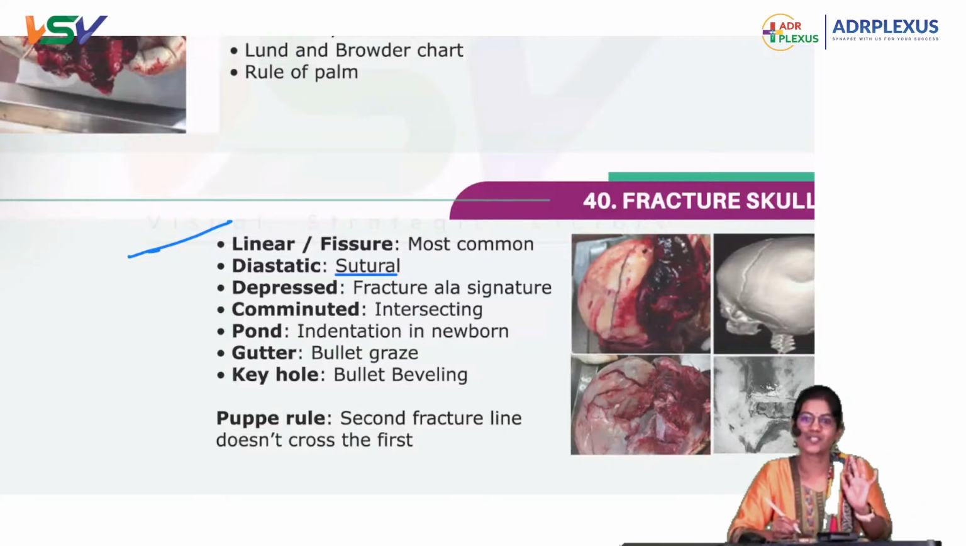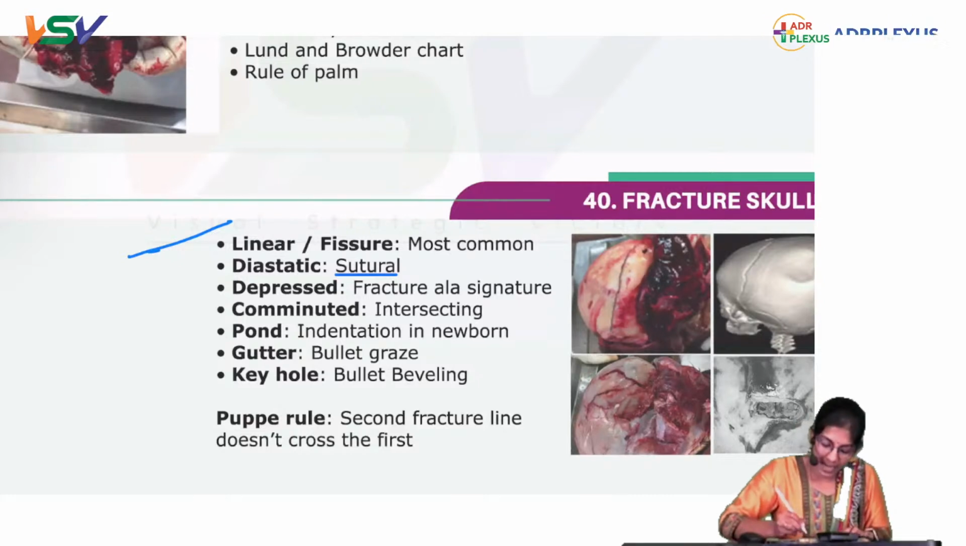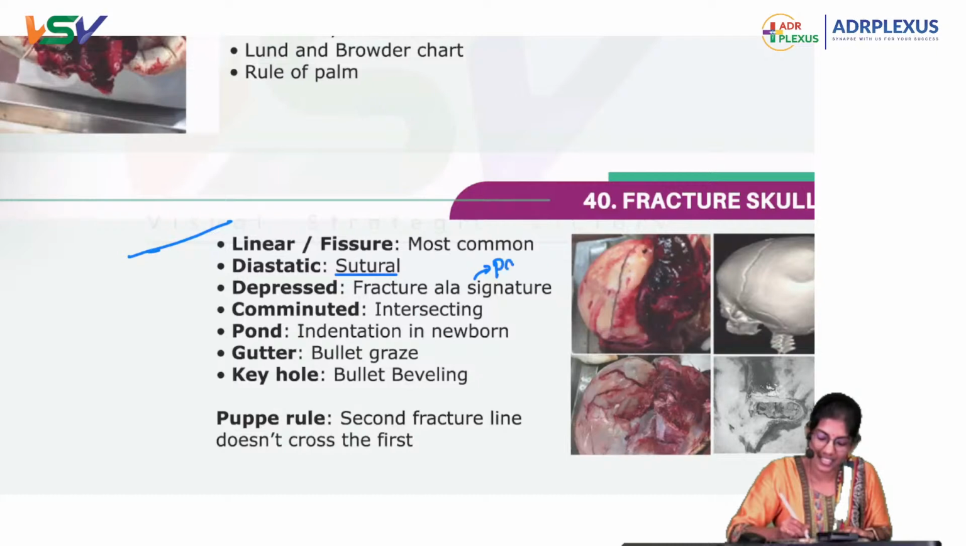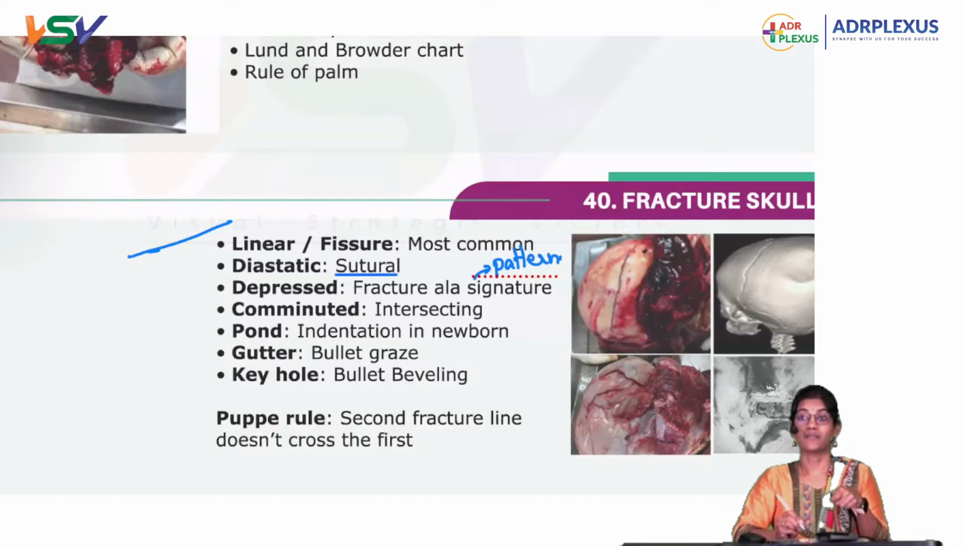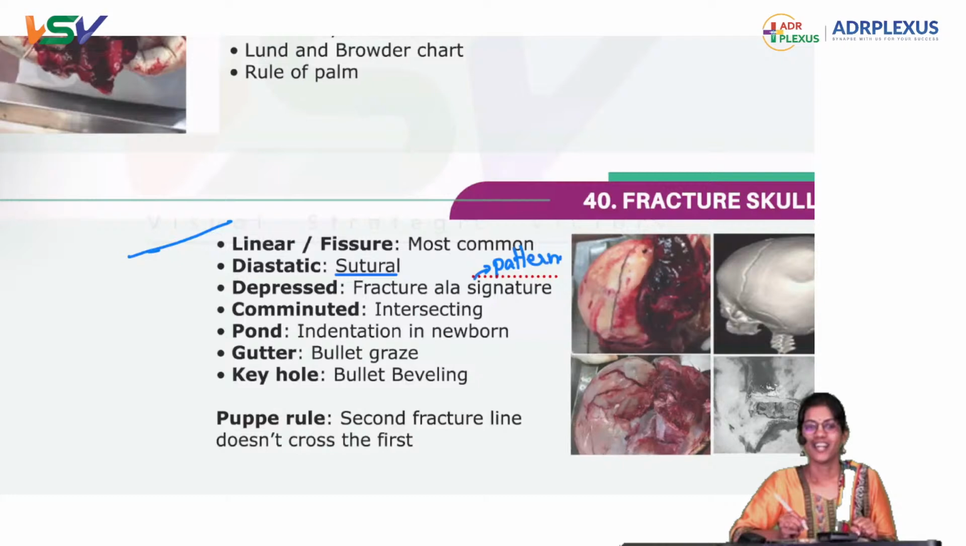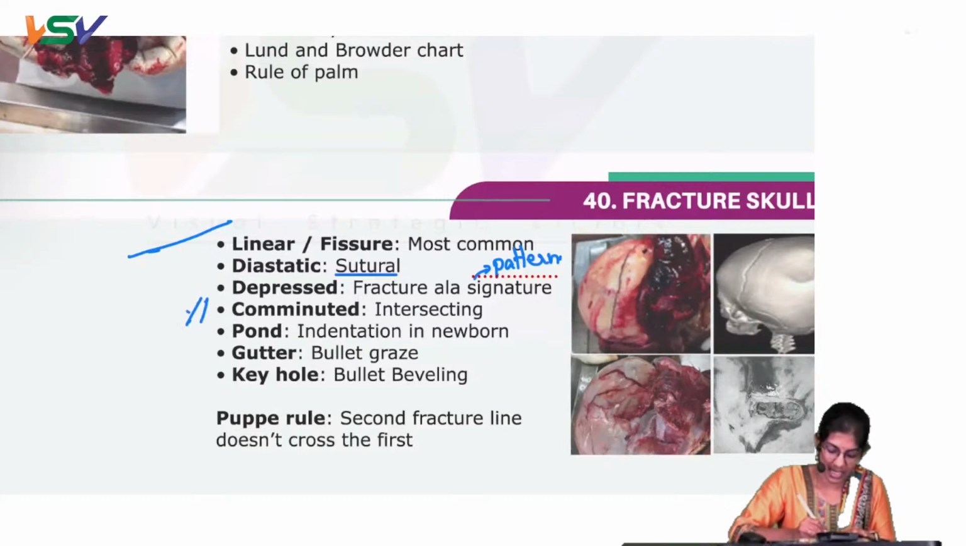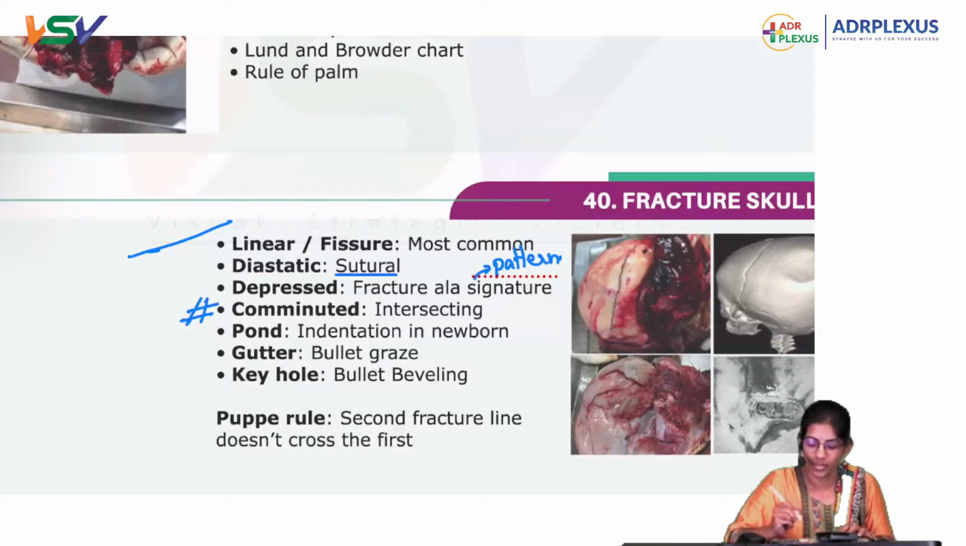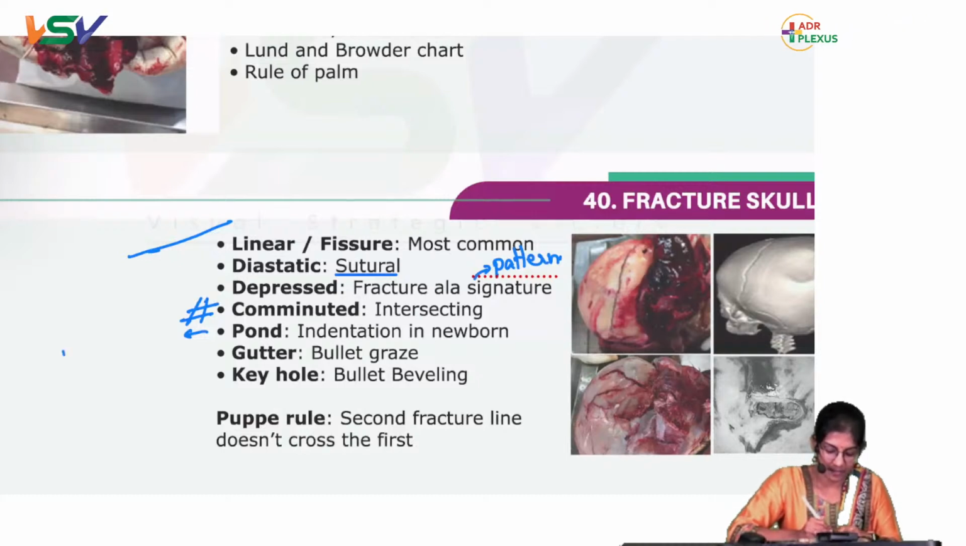Sometimes a depressed fracture can produce the pattern of the weapon. When it produces the pattern of the weapon, it is called the signature fracture. Particularly with a hammer, the pattern of the hammer can be produced, and it is a depressed signature fracture. Comminuted fractures are intersecting fractures, right? Pond fractures are seen in newborns, particularly when there is an instrumental delivery.